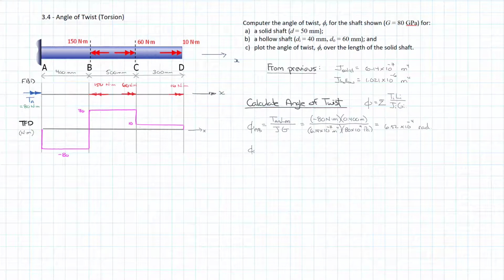And so we have phi BC, again, torque BC, length BC, all over JG. And in this case, we have a positive 70 Newton meters over a 500 millimeter length, or 0.500 meters, and the same JG, so I'll just copy them in.